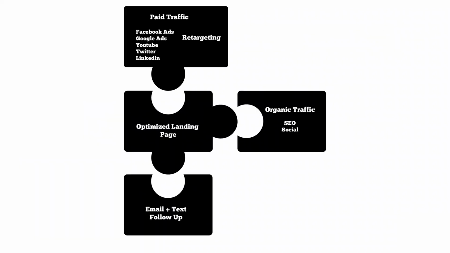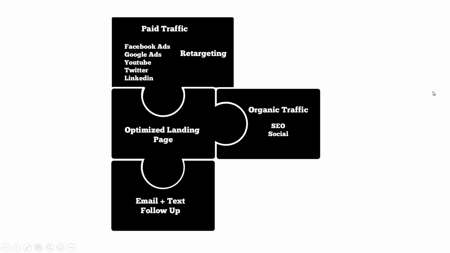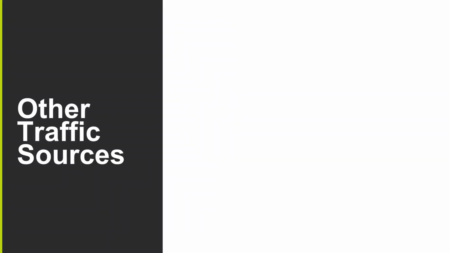So if we look here, what we've talked about so far, we talked about our paid traffic. So Facebook ads, Google ads, YouTube, Twitter, LinkedIn, retargeting. There's a lot of other traffic sources. Then we have our landing page. We have organic traffic going to our landing page from our website. We can link to the landing page from other places in our website. And then we have email, text, and follow-up. And when we put it all together, we have these puzzle pieces that create a well-running funnel to get customers on autopilot.